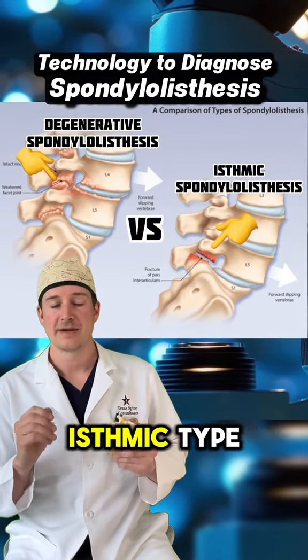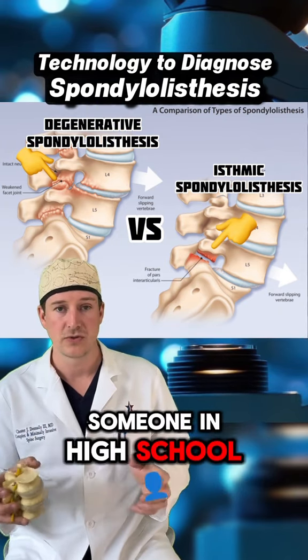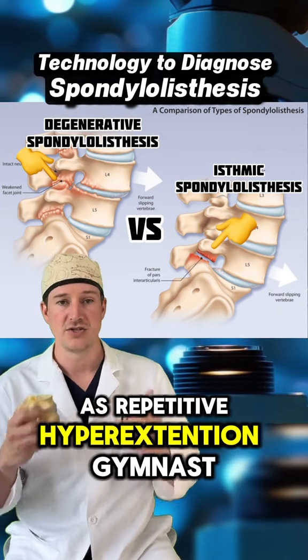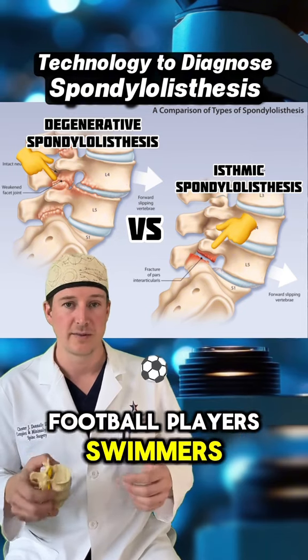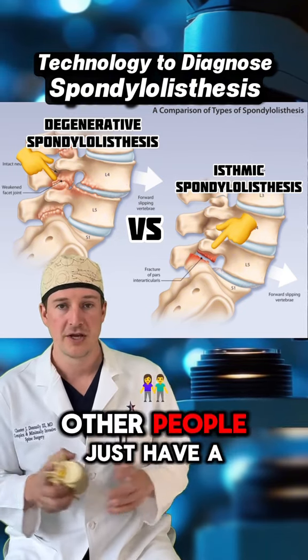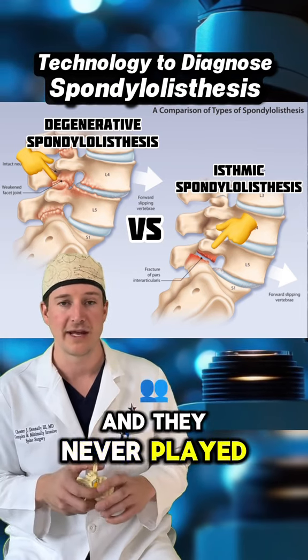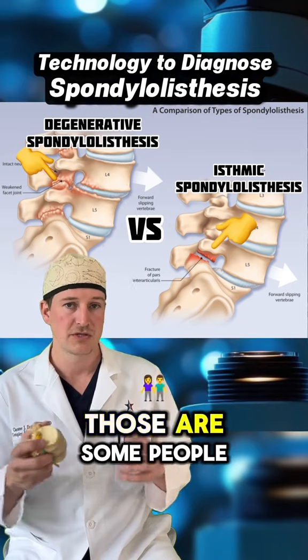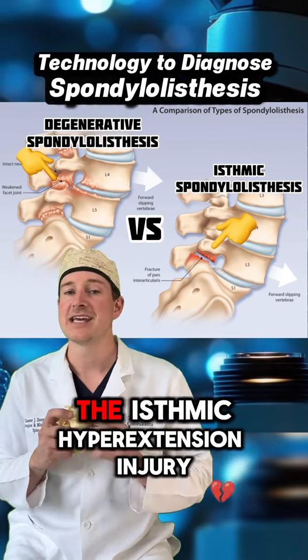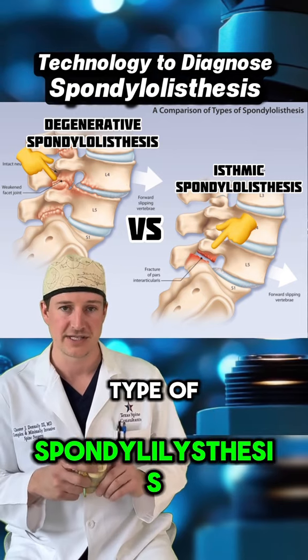and the isthmic type. That's the stress fracture one, usually seen maybe in someone in high school as repetitive hyperextension, gymnasts, football players, swimmers, tennis players. Also some people who just work out a lot, and then other people just have a genetic predisposition and just get it, and they never played any of those sports in high school. But those are some people that are more likely to get the isthmic hyperextension injury over time type of spondylolisthesis.